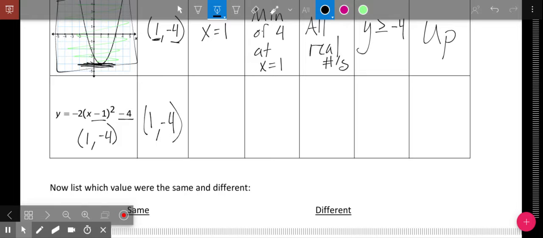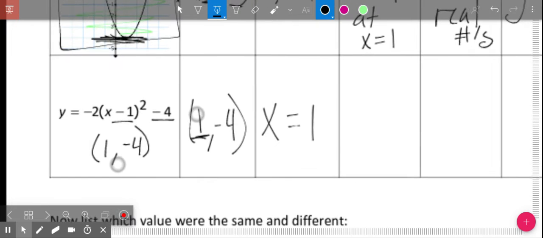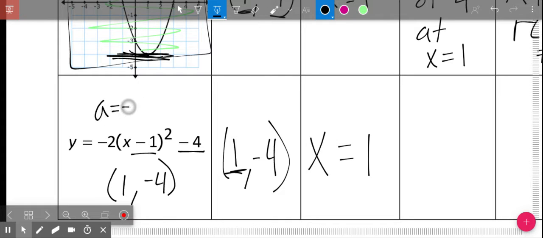Well, the axis of symmetry is just the x value of the vertex. Okay, so it's going to be x is equal to 1. Now, for some of these other ones, I have to remember this a value, just like what we did up top on those notes. My a value is -2.